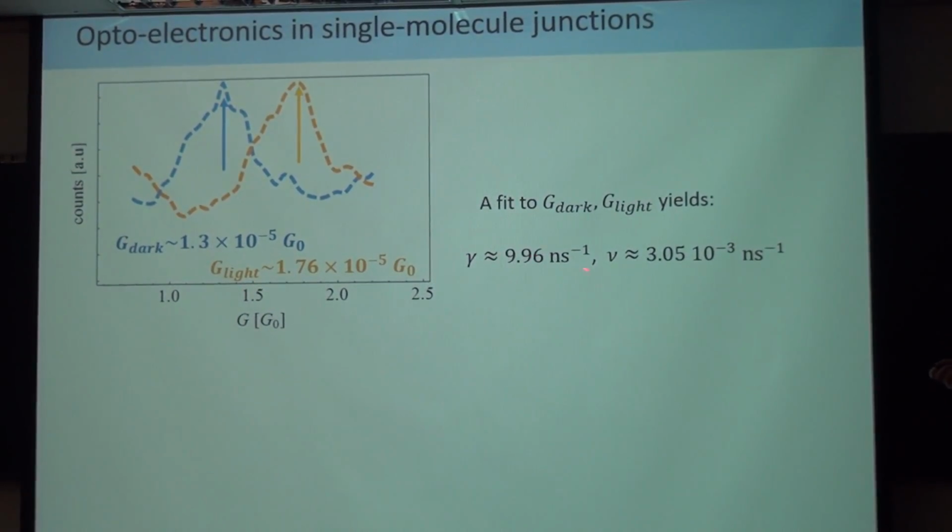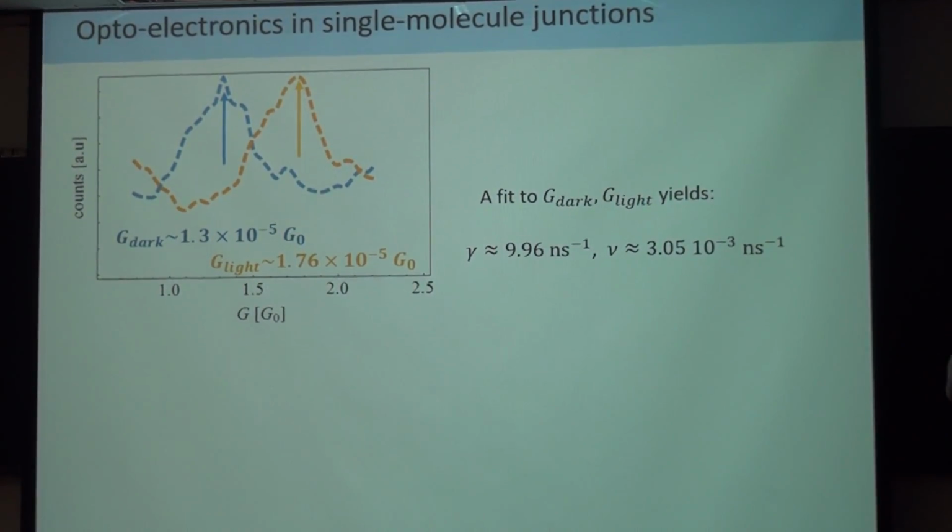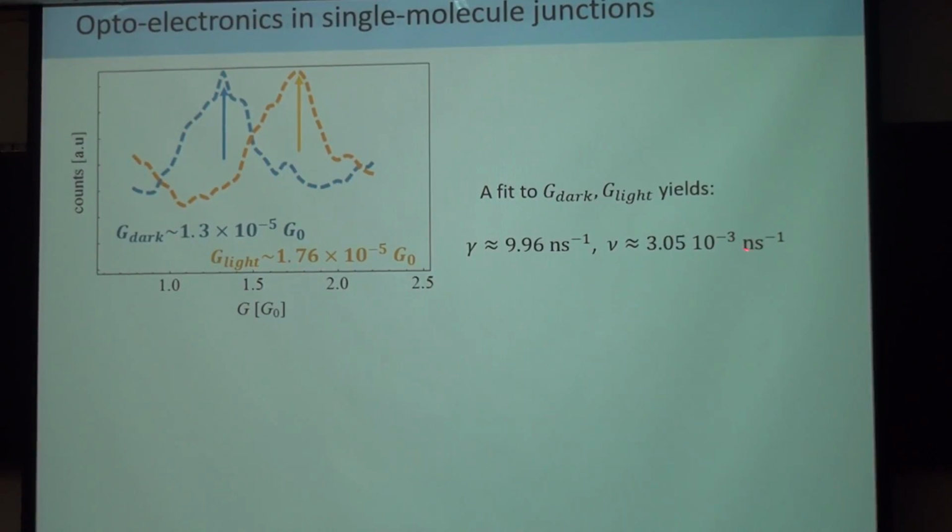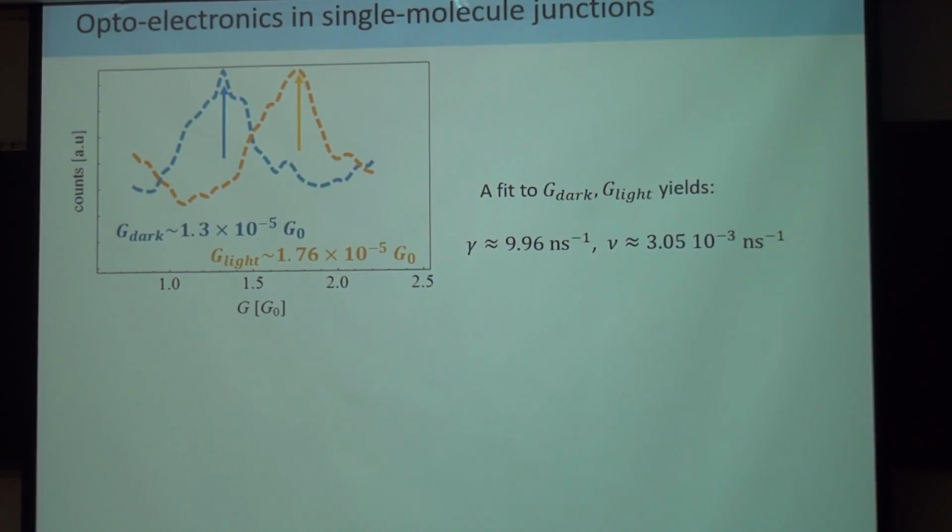And what we get is these two numbers. This is almost 10 inverse nanoseconds. This is the rate of crossing. This is a reasonable number. The rate for exciting electrons from the HOMO to the LUMO is quite small. It's 10 to the minus 3 inverse nanoseconds.